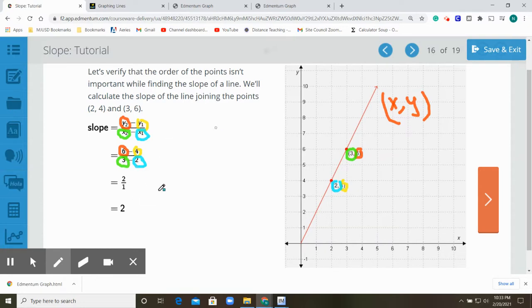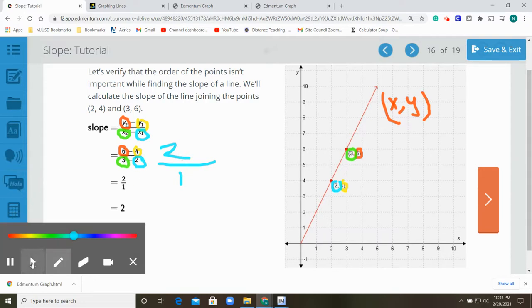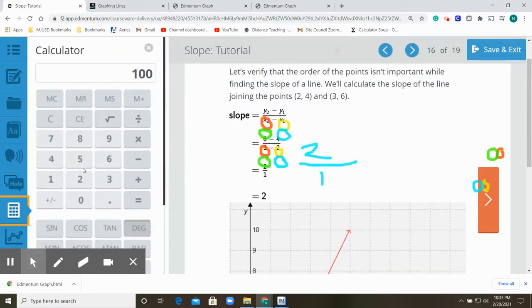So 6 minus 4 equals 2. 3 minus 2 equals 1. 2 over 1. If we divide 2 over 1 in a calculator, 2 divided by 1 equals 2. The slope of the line is 2.